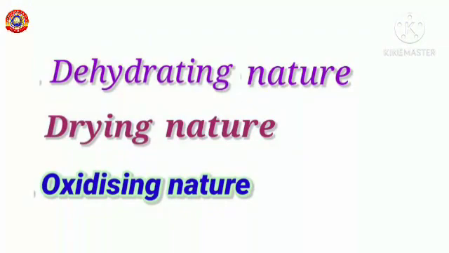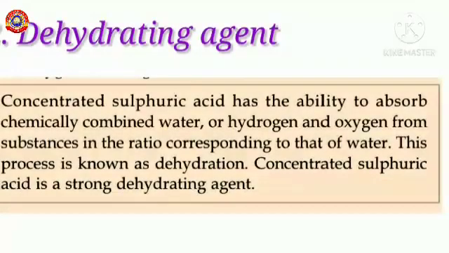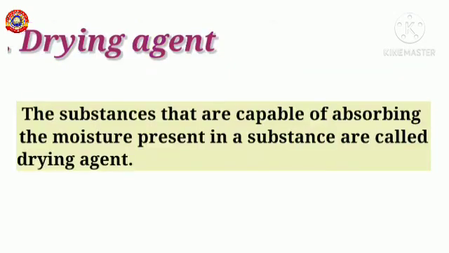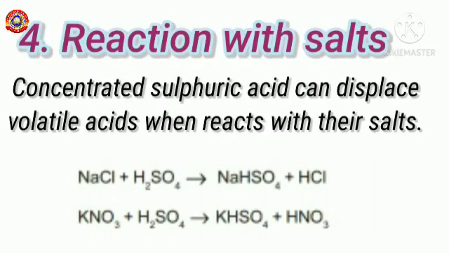Dehydrating nature, drying nature, and oxidizing nature are the important chemical properties of sulfuric acid. Dehydrating agent: concentrated sulfuric acid has the ability to absorb the water molecules present in a substance. Concentrated sulfuric acid can also absorb the moisture present in a substance. Hence, it acts as a good drying agent. While reacting with the salt, it displaces the volatile acids. Therefore, the method is employed in the preparation of hydrochloric acid, nitric acid, etc.